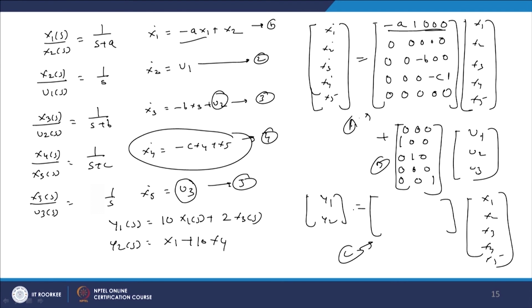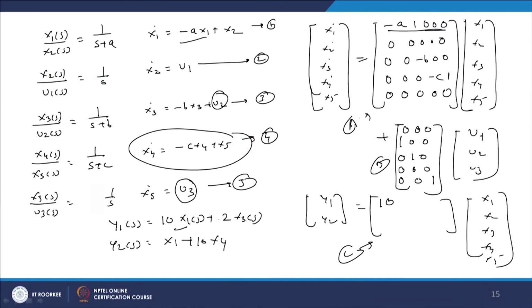And here, in state space form or output equation, we can write down that the element of x1 is 10, the element of x2 is 0, x3 is there, so we write down 2 0 0. Corresponding to y2 of s, the elements we can write down as x1 is 1, 0 0, and the x4 term is there, that is 10, and the x5 term is 0. And here there is no D involved, so 0 into u.